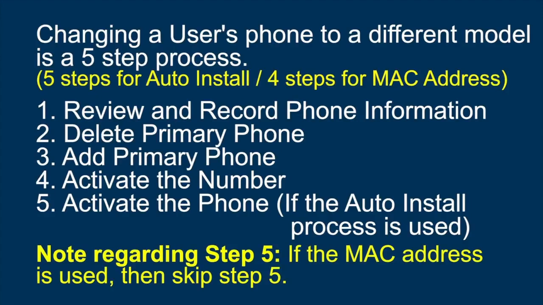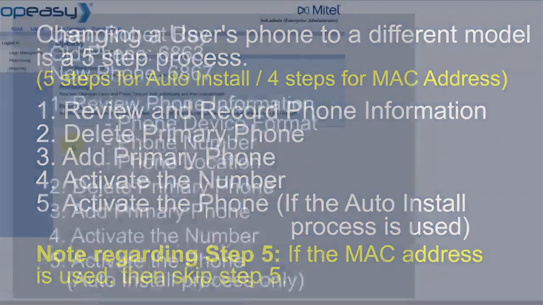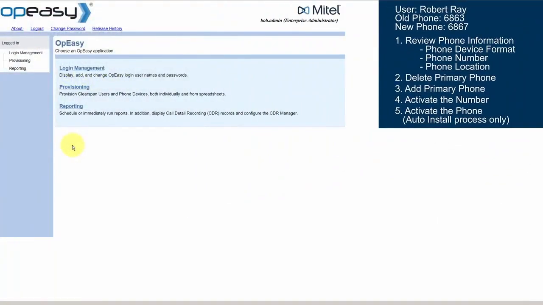Review the current phone information, delete the primary phone associated with the user account, add a primary phone associated with the user account, activate the phone number, and if necessary, the user will activate the phone using the auto install process.